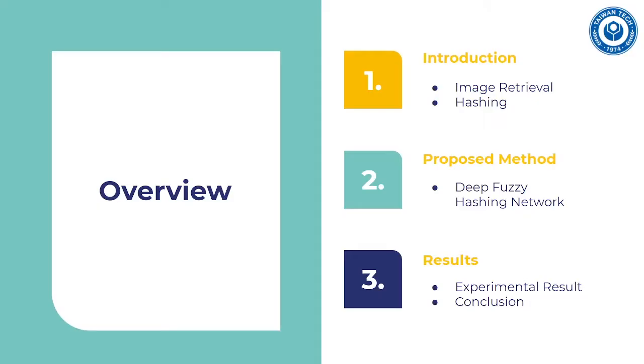So the overview of this presentation has three parts. The first part is the introduction, where I will talk about image retrieval and hashing methods. The second part is the method proposed by this paper, which is the deep fuzzy hashing network. And the third part is the experimental results and the conclusion of this research.